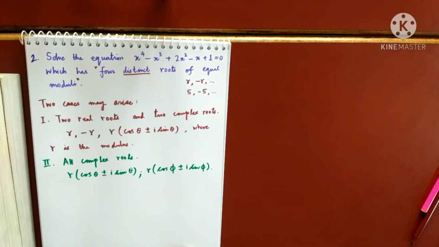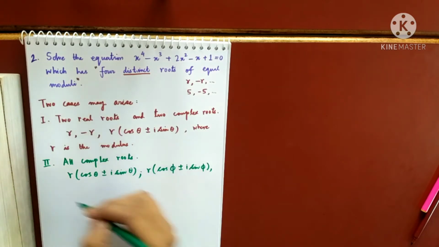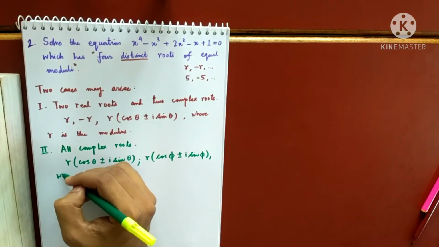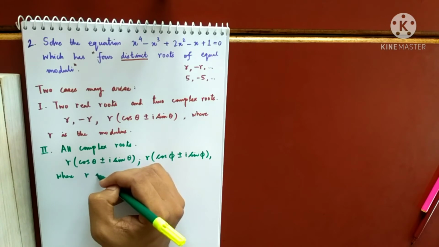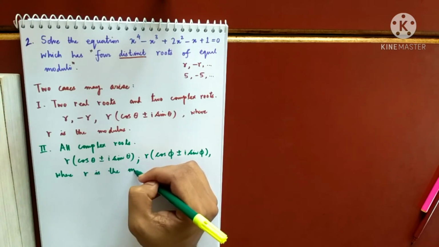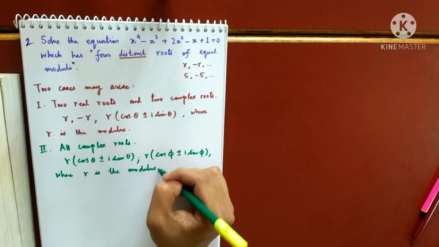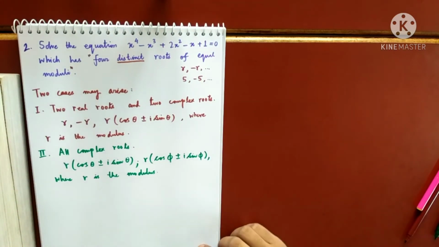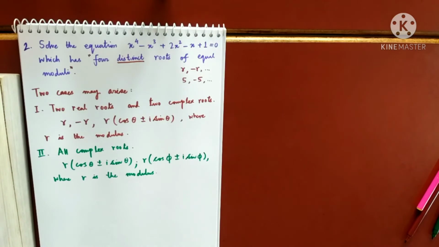Did you understand? And there cannot be any other case. You just think why there cannot be any other cases. If you have any doubt, please ask. Why are only these 2 cases possible?